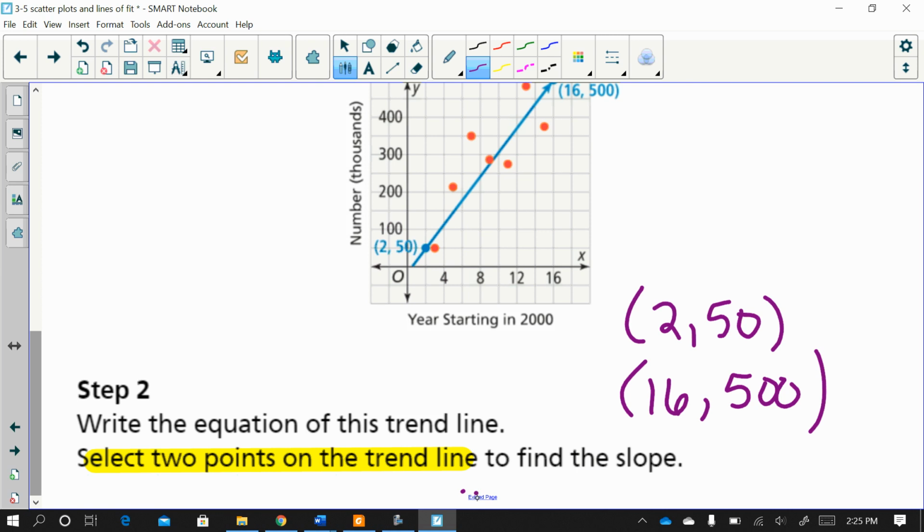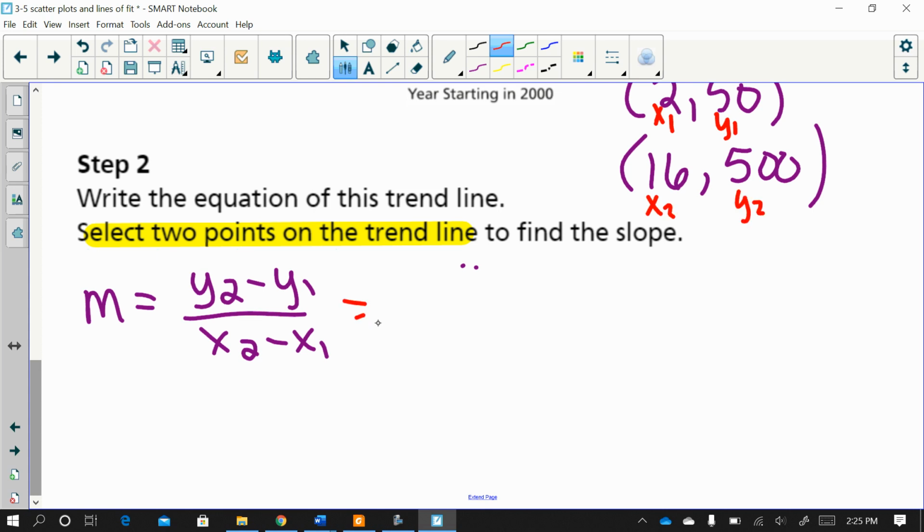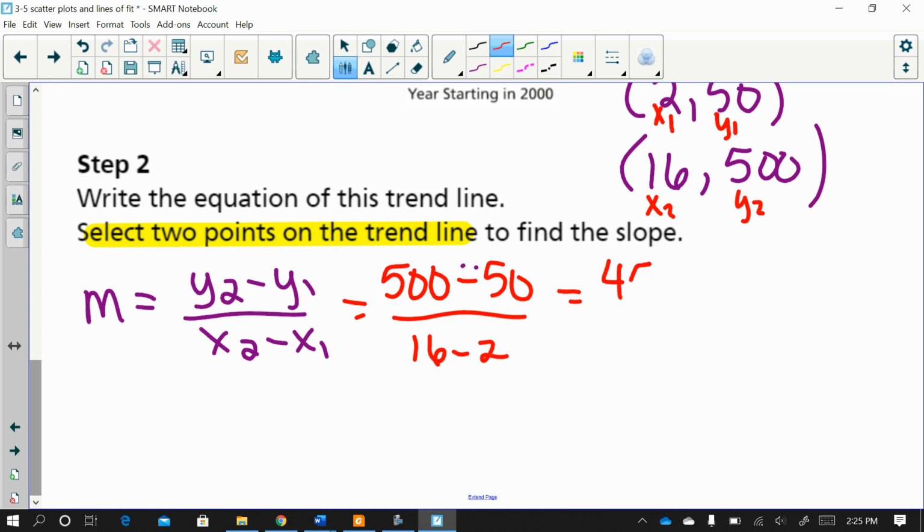Okay, so as a reminder, slope equals m equals y2 minus y1 over x2 minus x1. Okay, so label our points x1, y1, x2, y2, and we just plug and chug. So y2, 500 minus 50, over 16 minus 2. 500 minus 50 is 450 divided by 14. Give me just a second. 450 divided by 14 is equal to, we'll go to 32.14. Okay, and it's not going to be pretty because this is real life stuff.